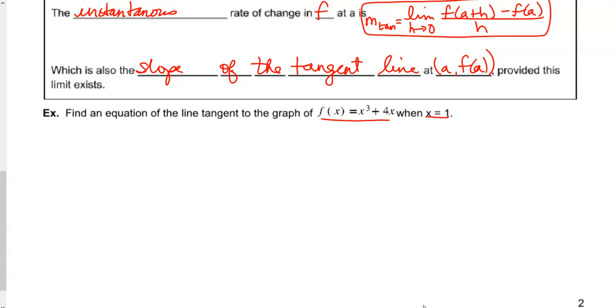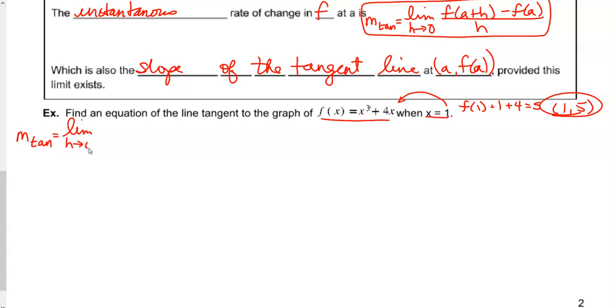So let's go ahead and figure out the point that we have here. If I plug 1 into my function, what is f of 1? Well, 1 cubed is 1, plus 4 times 1 is 4, so that gives me 5. So the point I'm working with here is (1, 5). They may give you the point, but you may also have to establish that on your own. All right, so here we go. The slope of the tangent line is found by taking the limit. We're using definition 2 here.